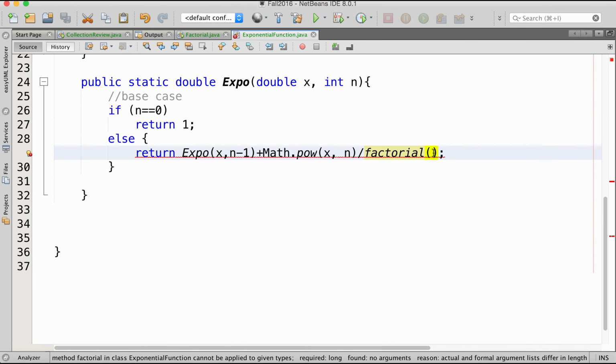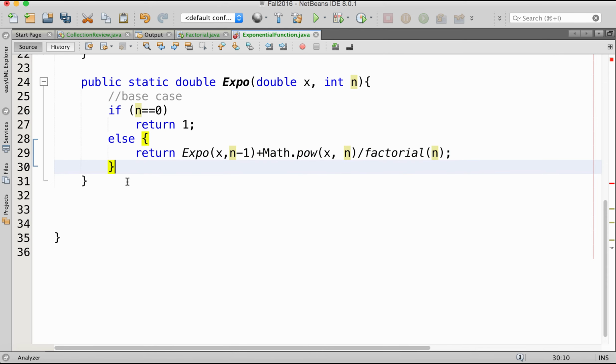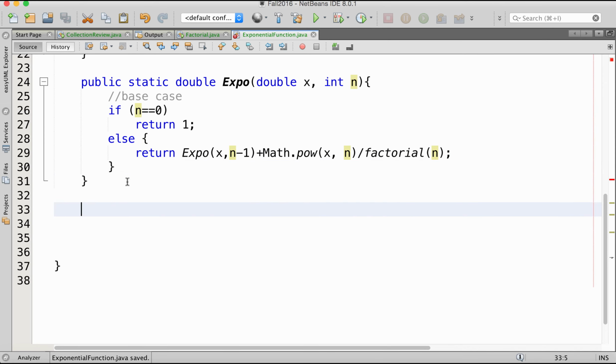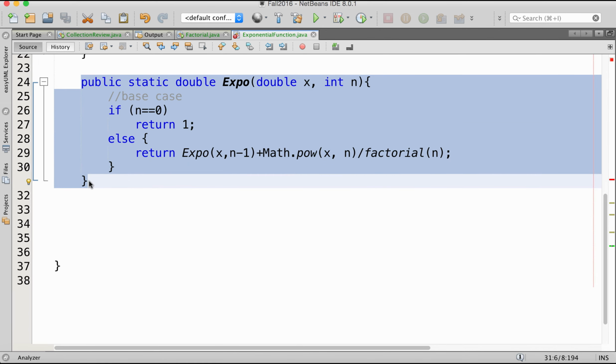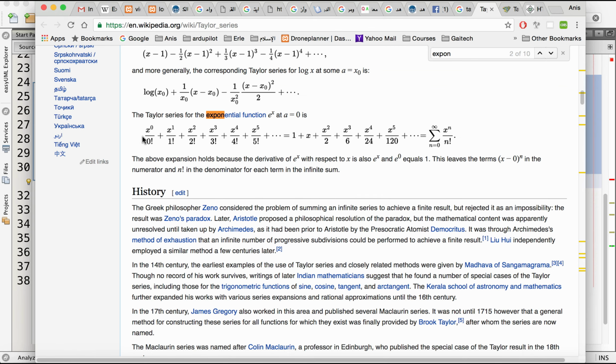Factorial of n. Okay, now we would like to test this. How do we know that this is going to give an approximate value of e^x? I have to compare the real value of e^x with the value that I get with this approximation, because what we are calculating, this sum, is an approximate value of the real value of e^x.